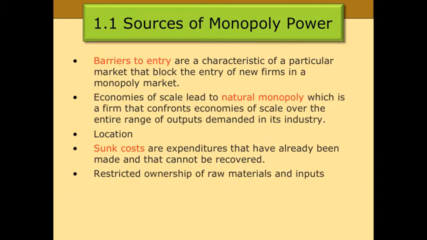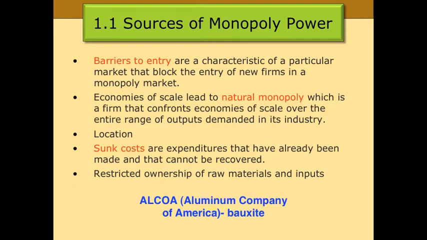A fourth barrier to entry is restricted ownership of raw materials and inputs. In very few cases, the source of monopoly power is the ownership of strategic inputs. If a particular firm owns all of an input required for the production of a good or service, then it could emerge as the only producer of that good or service. Alcoa, the Aluminum Company of America, gained monopoly power through its ownership of virtually all the bauxite mines in the world. Bauxite is the source of aluminum.